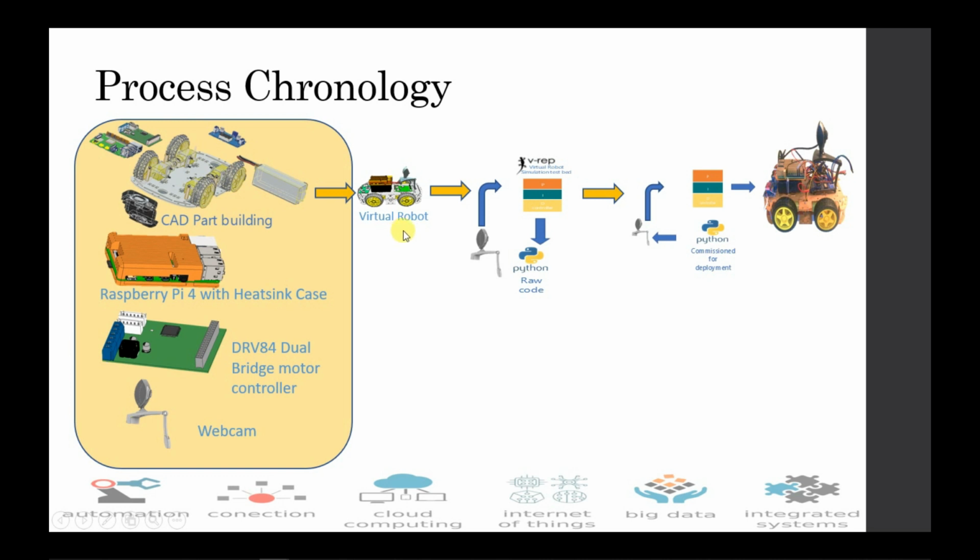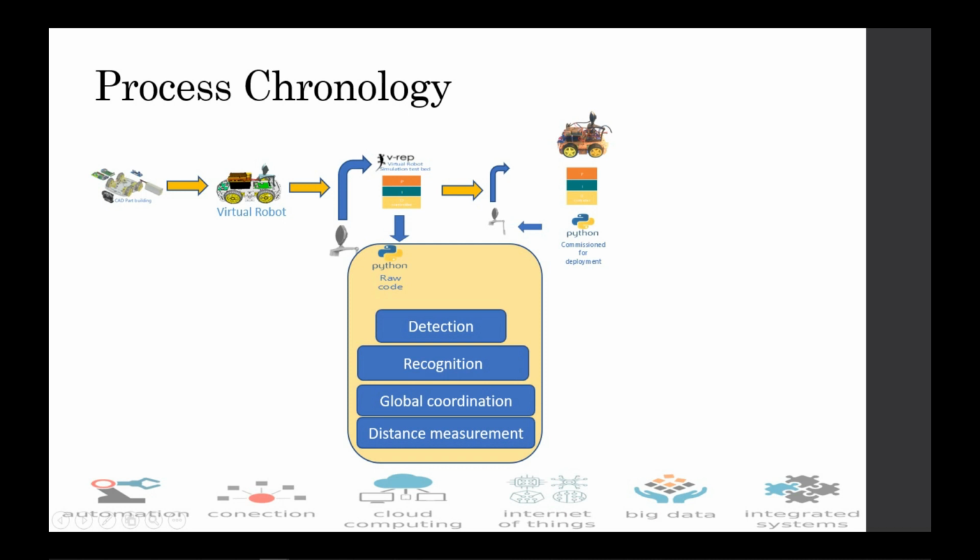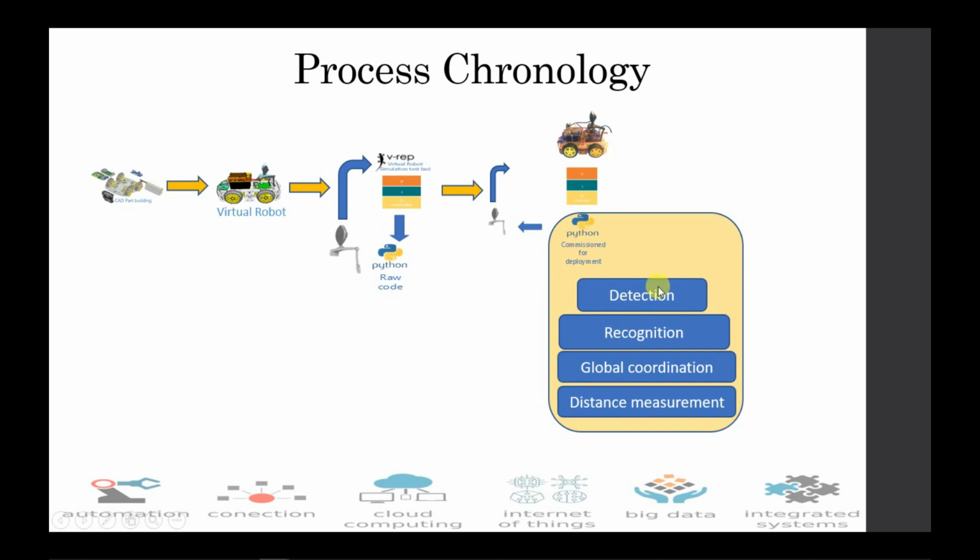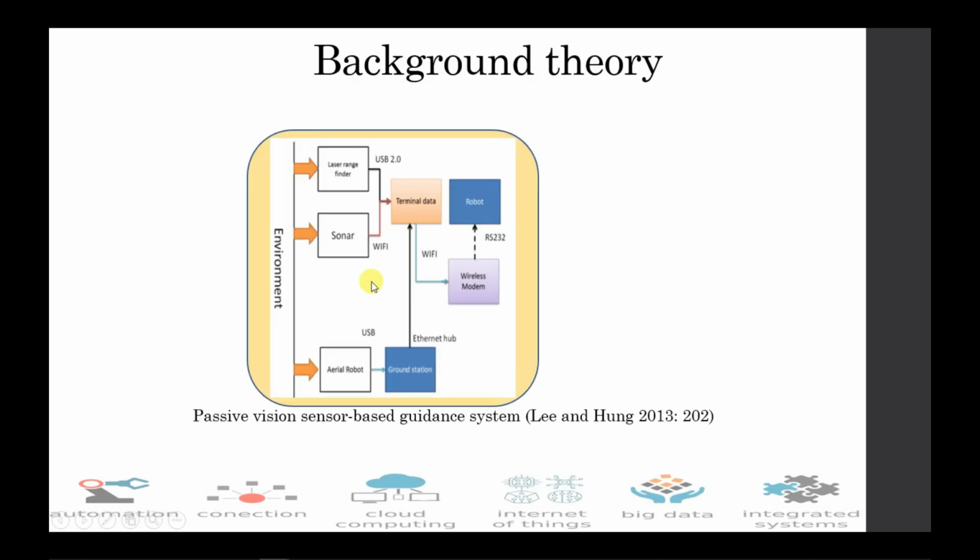Next, in the virtual robotics, I had to develop the following algorithms: detection, recognition, global coordinates, and distance measurement. When the program had matured, I transferred it to the physical real life hardware. Background theory: to get my project working, I had to research a lot, and I utilized over 40 different academic sources to come up with my project idea. This is one of them I would like to discuss.